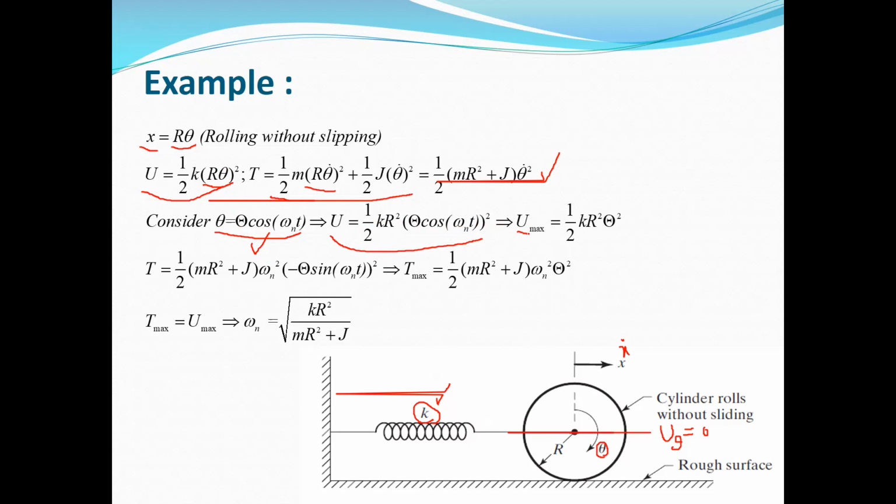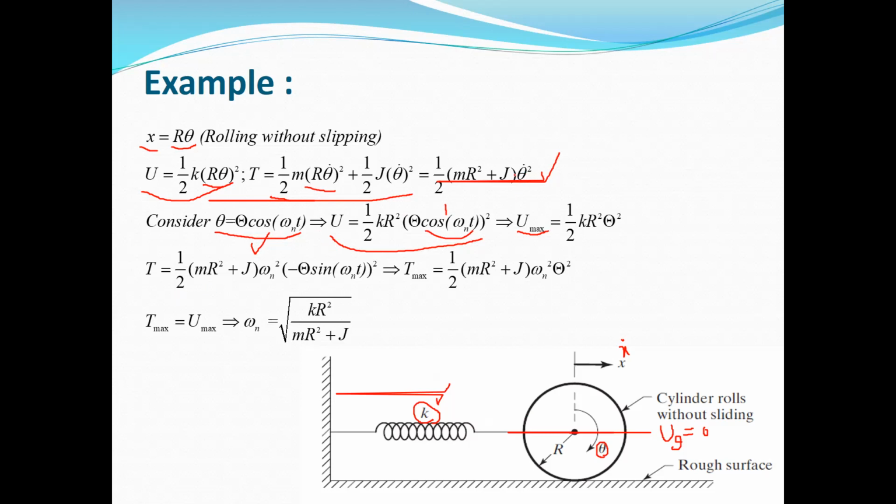And we can conclude that the maximum value for the potential energy is equal to half k r squared uppercase theta squared, because cosine omega_n t is between -1 and +1. So the maximum value for cosine squared omega_n t is equal to 1. We can substitute 1 instead of cosine omega_n t to achieve the maximum value for the potential energy. For kinetic energy, we will have the same scenario.